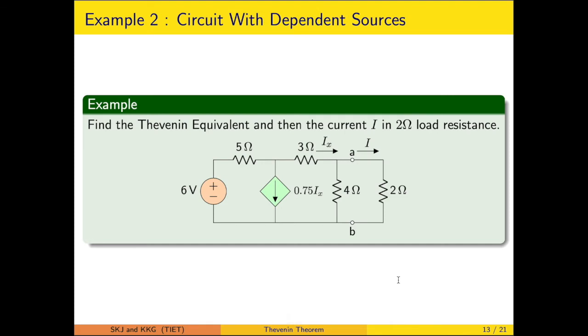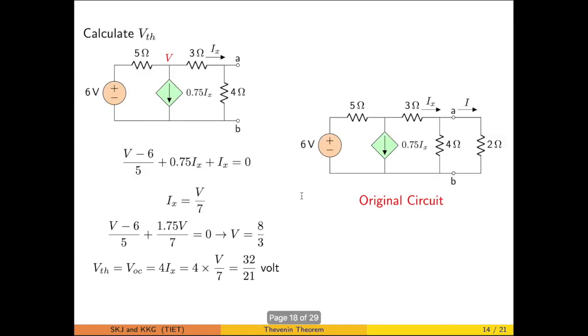So let us take one example where there is an independent voltage source and a controlled or dependent current source. For this, we are interested in finding the Thevenin equivalent. So we have to calculate the VTH and the RTH. First, the VTH steps. In the VTH, we simply remove the load resistance and carry forward the computation without disturbing the independent or the dependent sources.